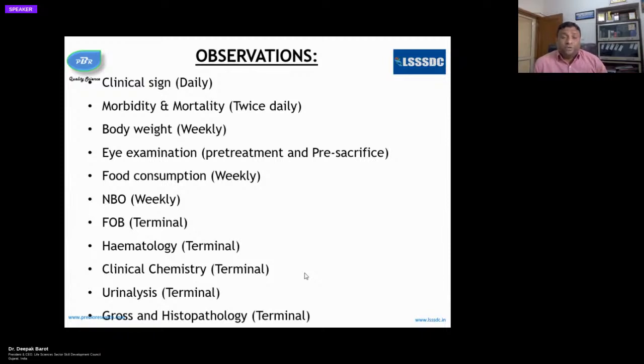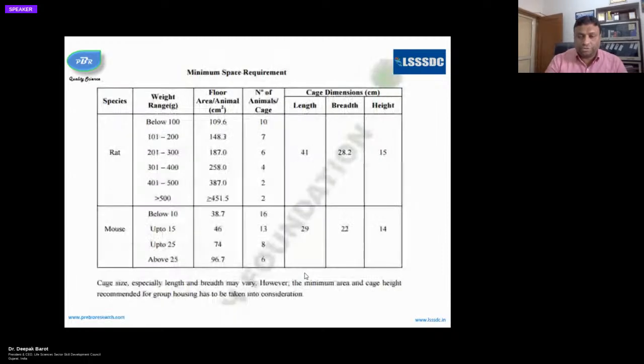Food consumption can be recorded on a weekly basis. Is there an increase in food intake or decrease? FOB, you can do it weekly and terminal. Their blood hematology and clinical chemistry at the terminal blood collection you can do. You can do the urine analysis. And then finally, after sacrifice, once you have the organs, you can prepare histopathology slides. Before that, you can have an organ examination, the gross examination, and then you can check for histopathology also.